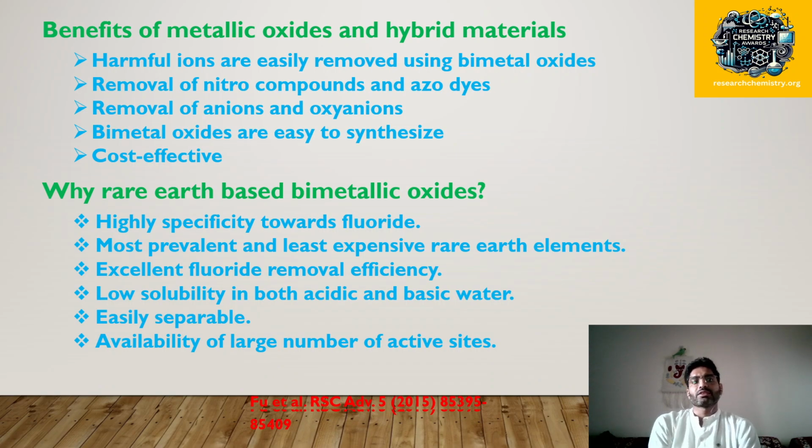So our focus is mainly on the benefits of metal oxides and the use of hybrid materials for the separation of fluoride from water. So why the use of metal oxides and hybrid materials? Harmful ions are easily removed by using metallic oxides. Removal of nitro compounds and iodides is also possible using these oxides and hybrid metals. Removal of anions and oxyanions. Bimetallic oxides are easy to synthesize, which is very cost effective.